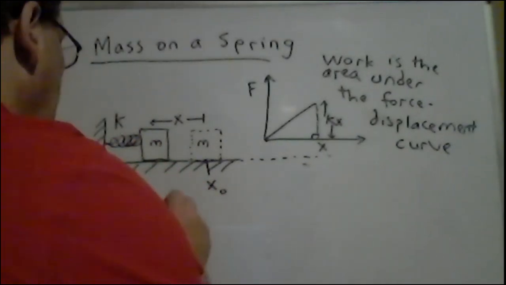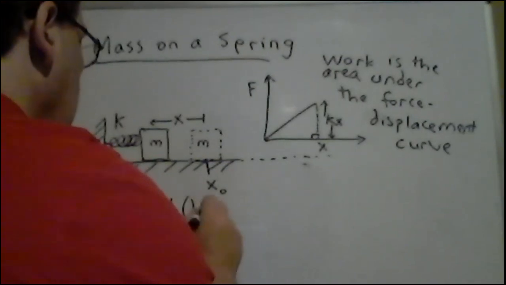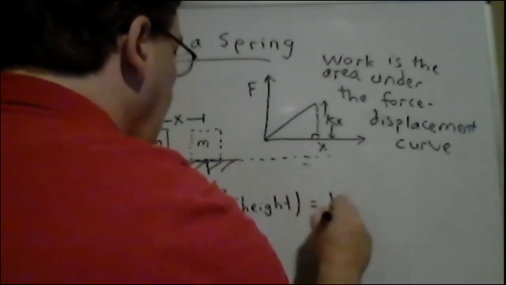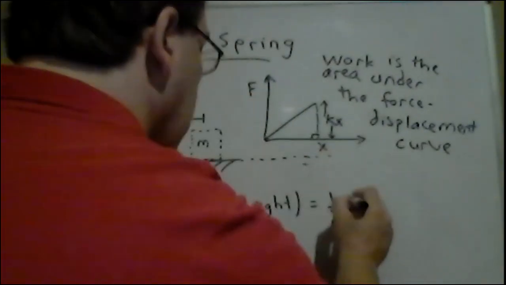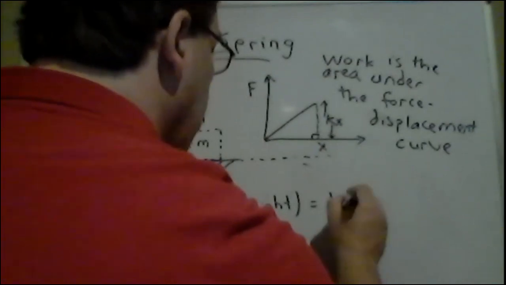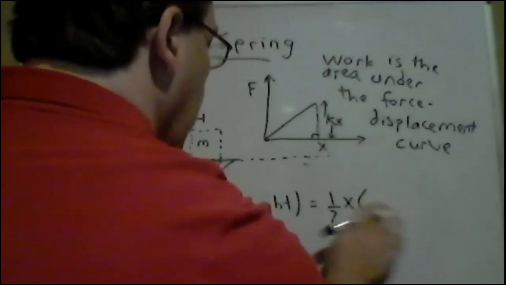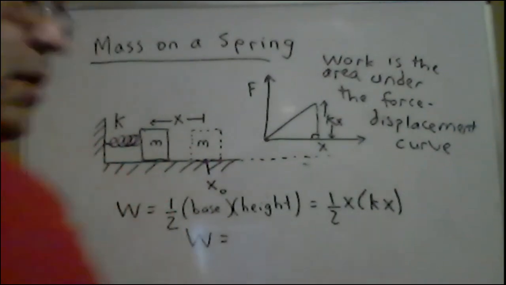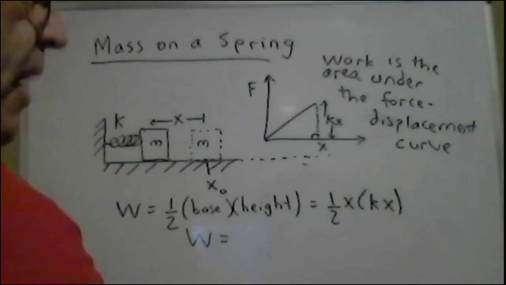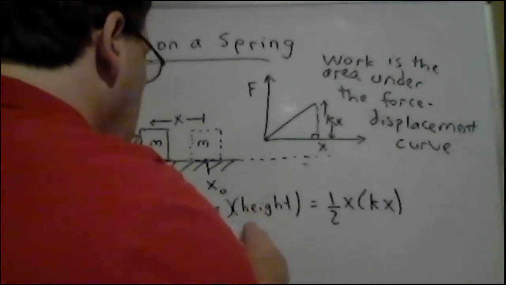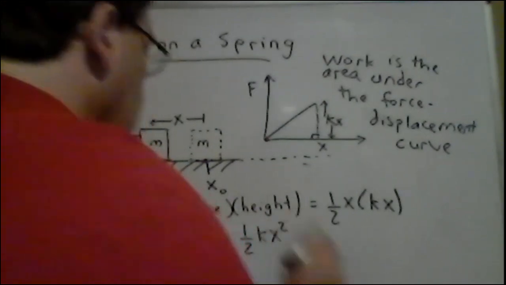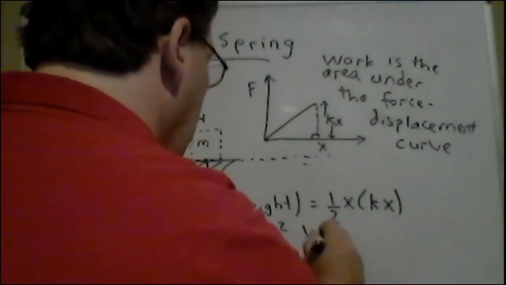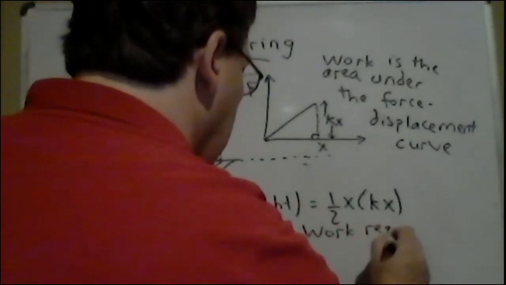So the work is going to be 1/2 the base times the height of this triangle. Let's see, what's the base? It's x. What's the height? The height is kx. That means the work done to compress this spring by a displacement x is 1/2 kx squared. The work required to compress the spring by a displacement x.